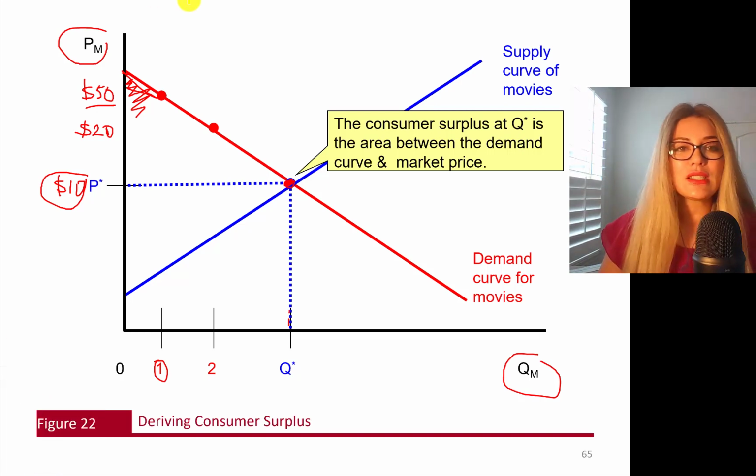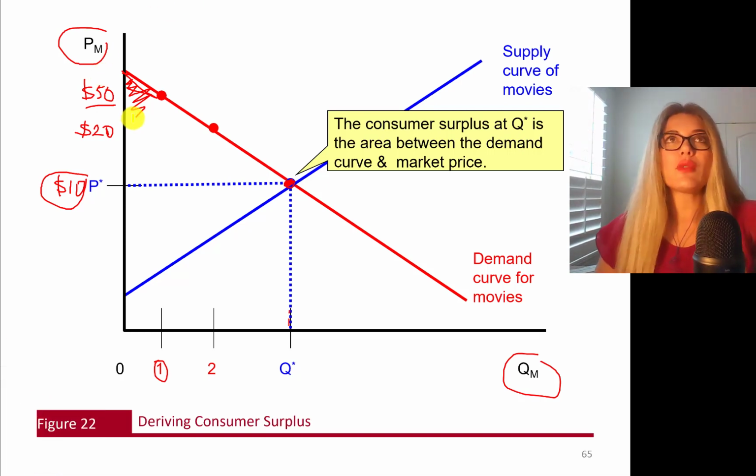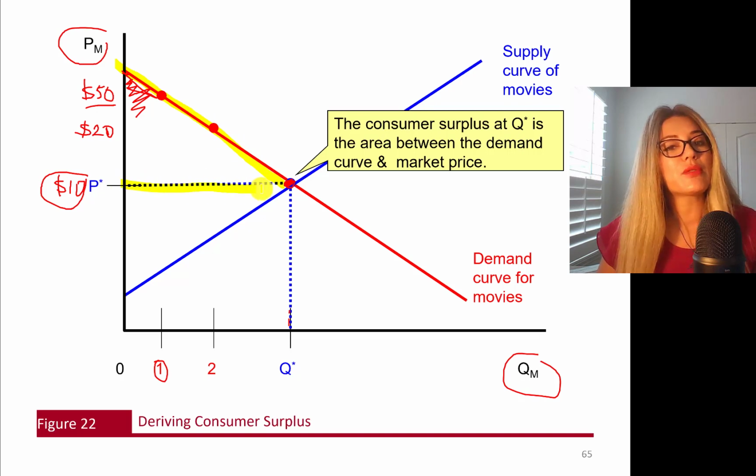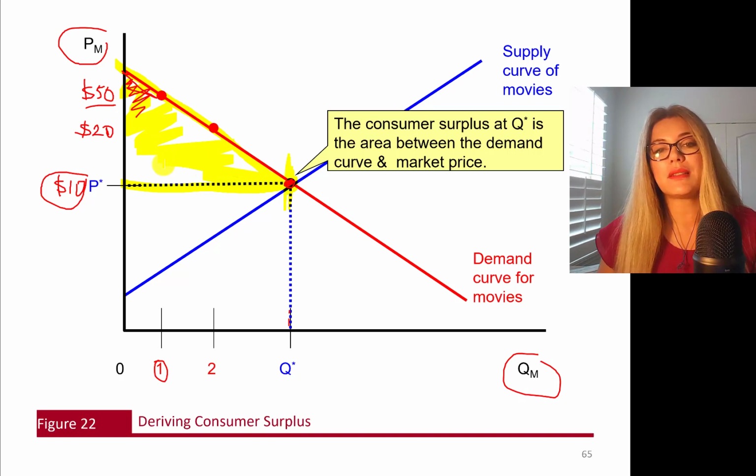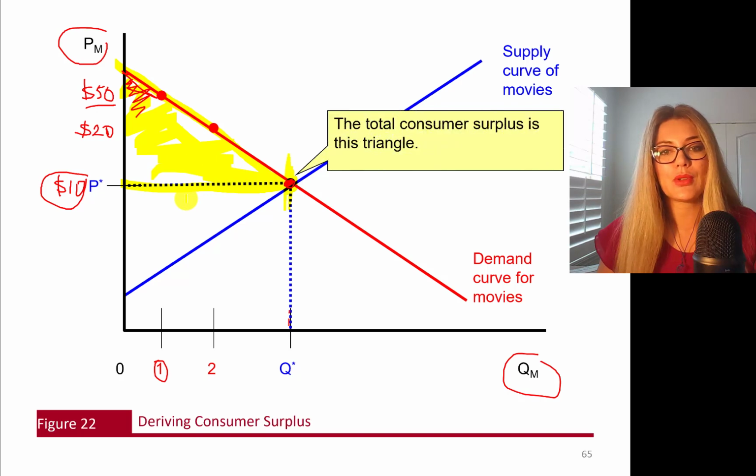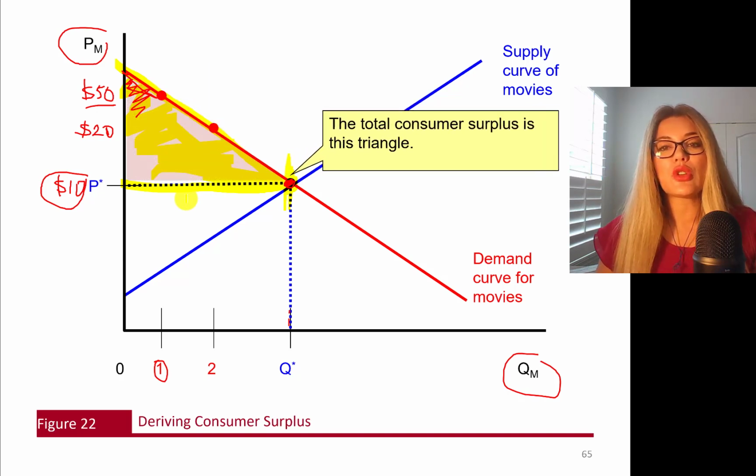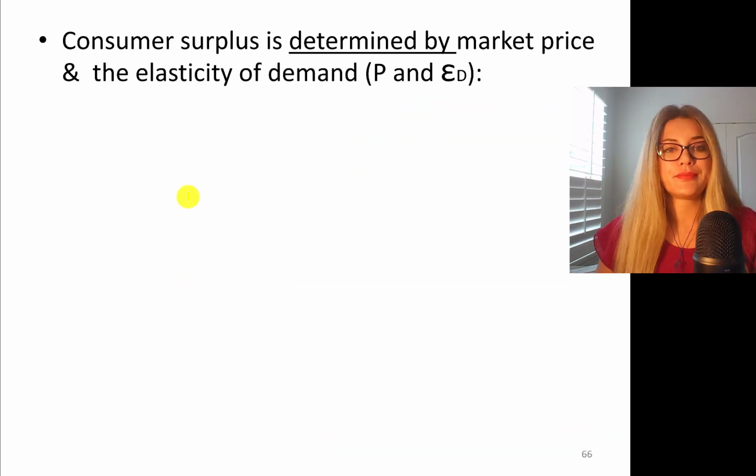In many courses, consumer surplus is always defined like this: the area below the demand curve, above the market price, whatever that is, and limited by the quantity exchanged right here. I'm just shading the entire area below the demand curve, above the market price. This is going to be consumer surplus. So total consumer surplus is this triangle.